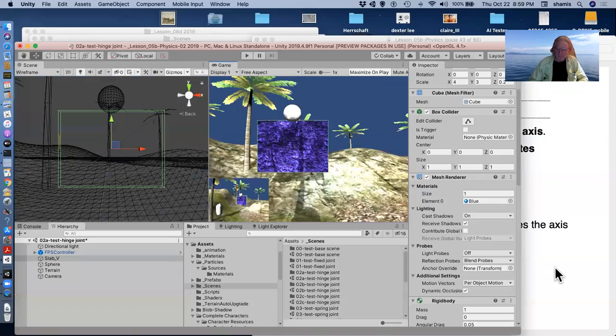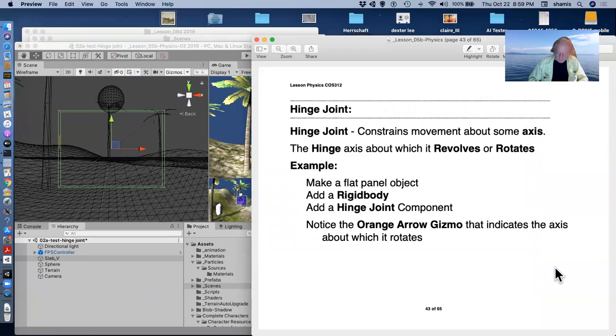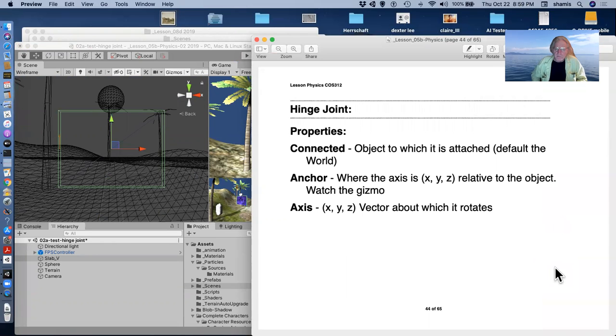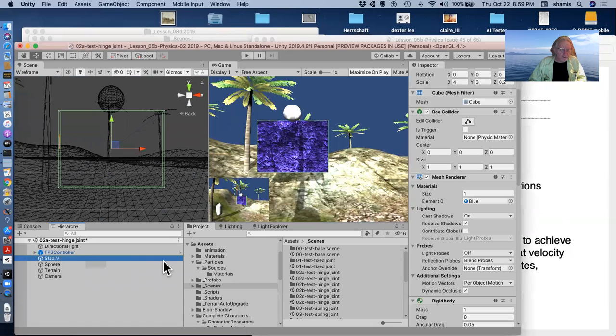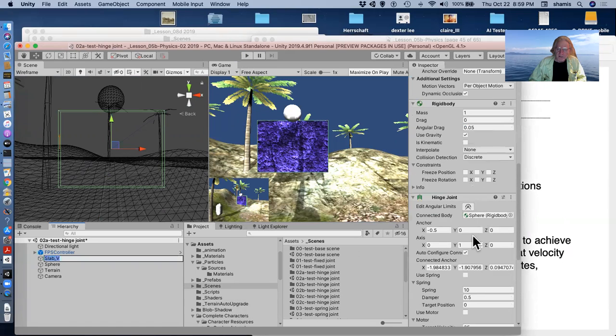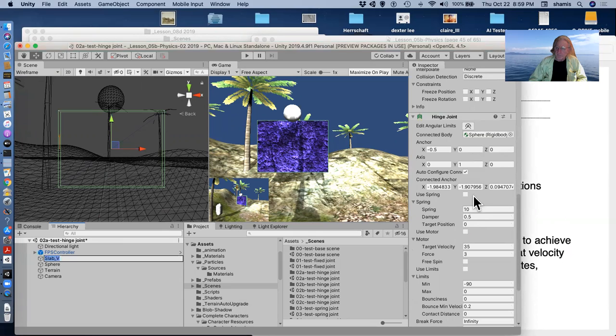Very cool. Now, so connected, the object it's attached to, by default the world; the anchor, where the axis is relative to the object; and the axis, the vector about which it rotates. Now, the other thing that the hinge joint has is a spring.